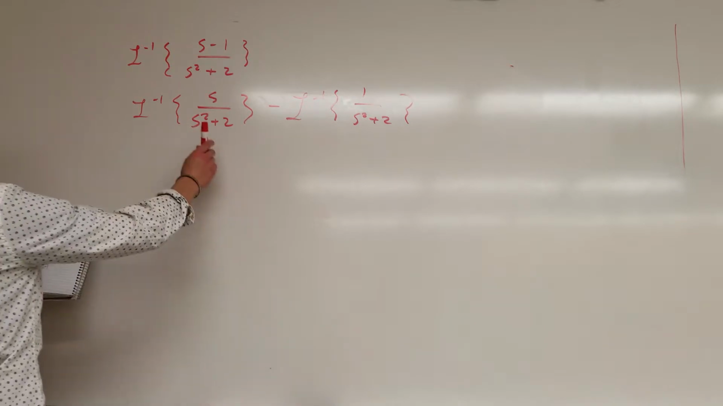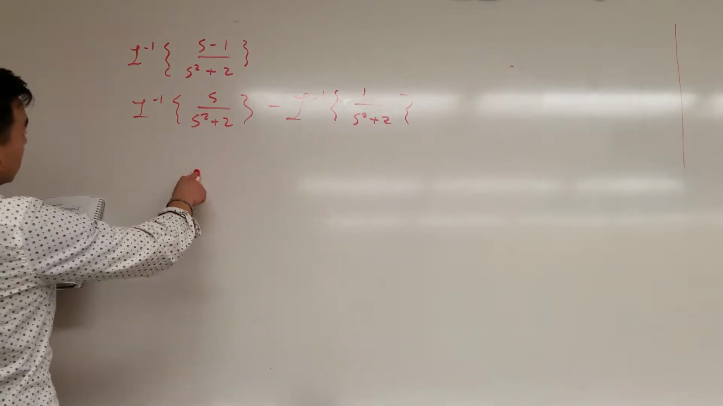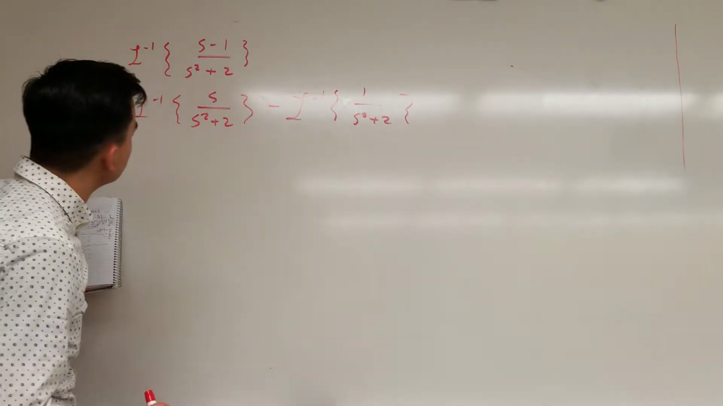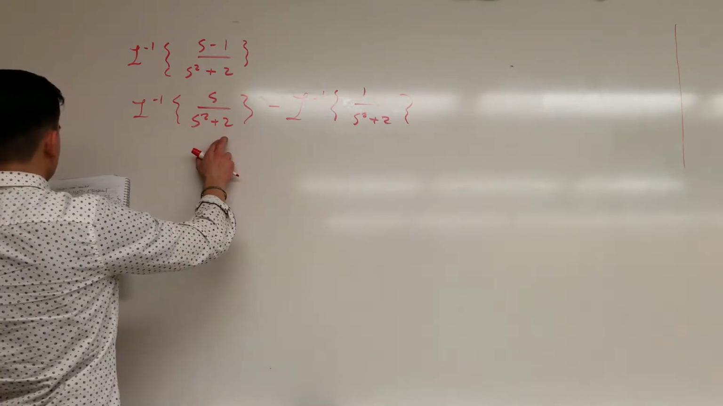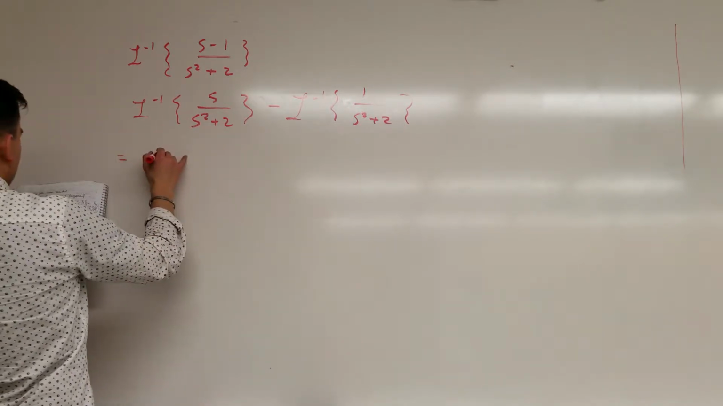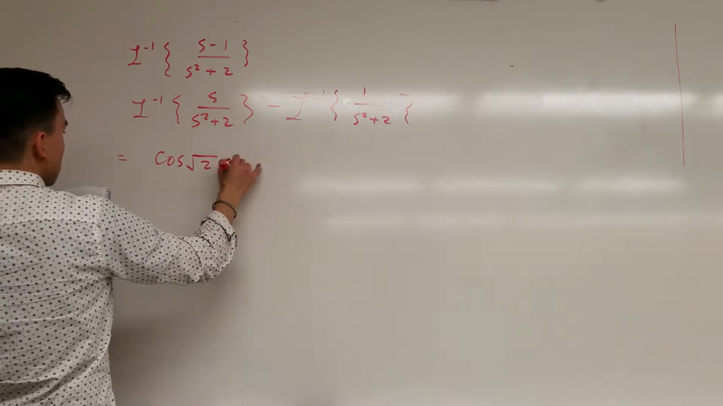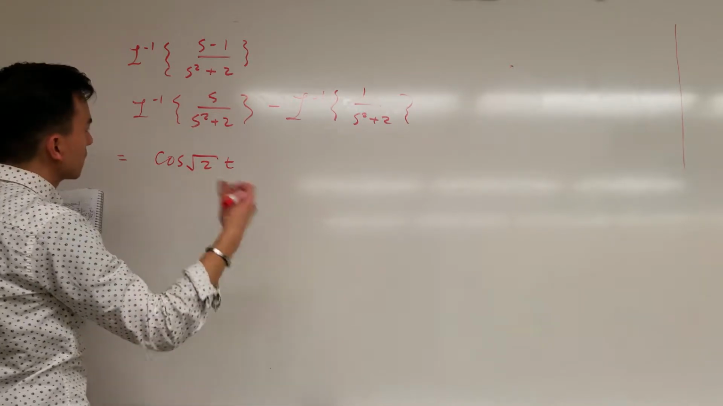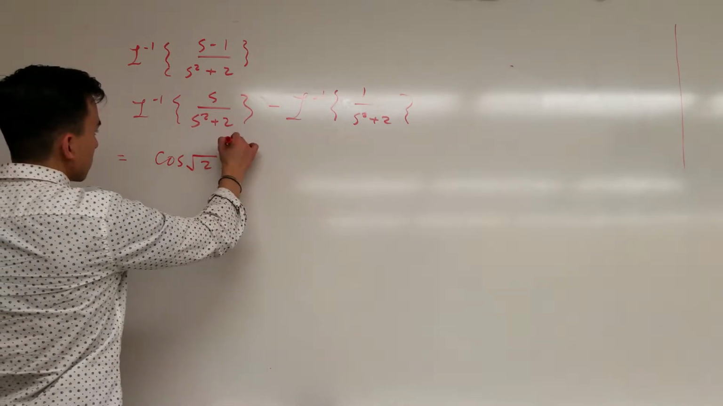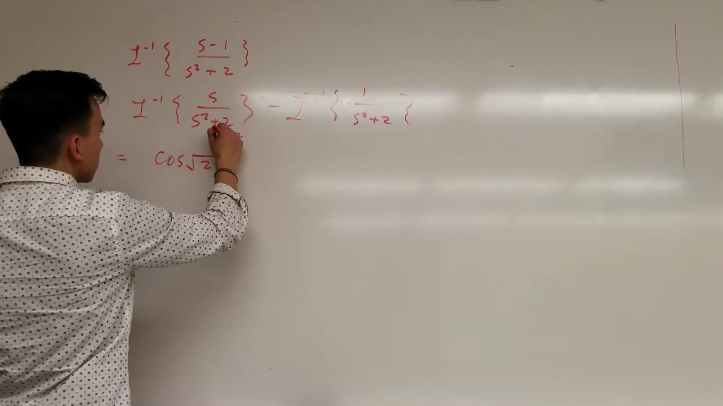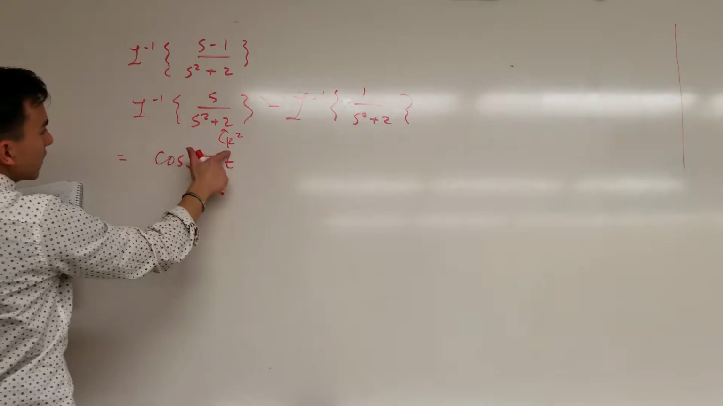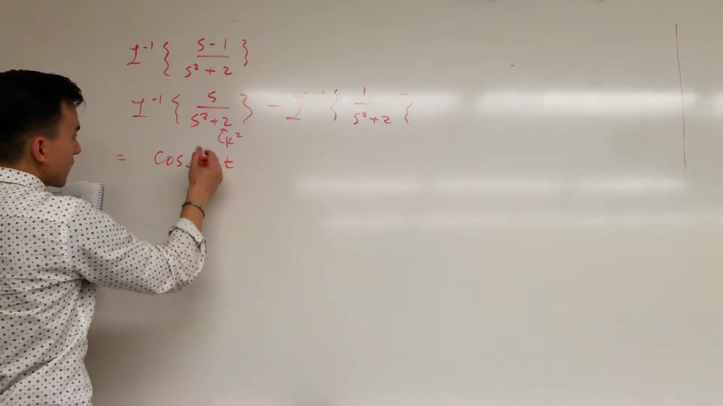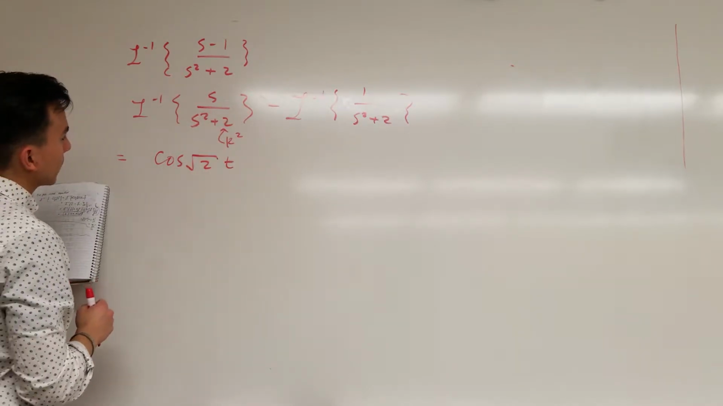Okay, so if we look at this one, according to our Laplace identities, this should be cosine radical 2 t. Because if we go back to our basic Laplace functions, this was k squared. That 2 is in the place of the k squared, so what we did was make it the square root of 2, and if you were to square that, it would give us our 2. Okay?